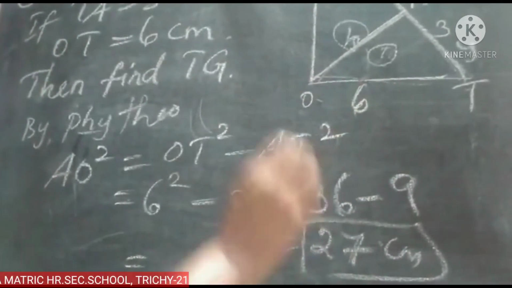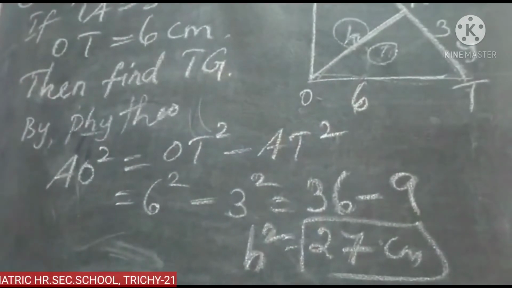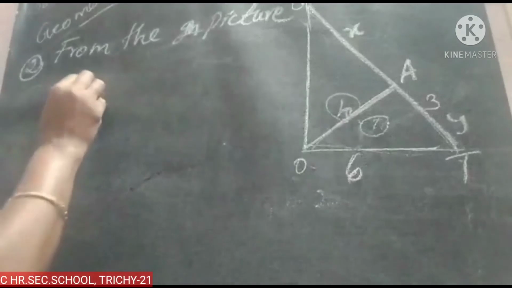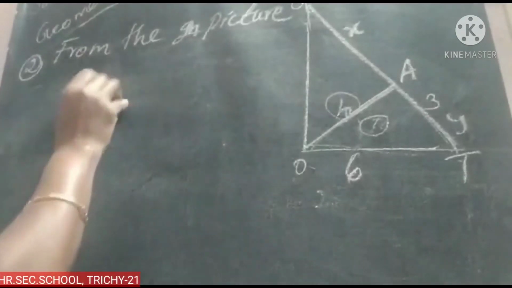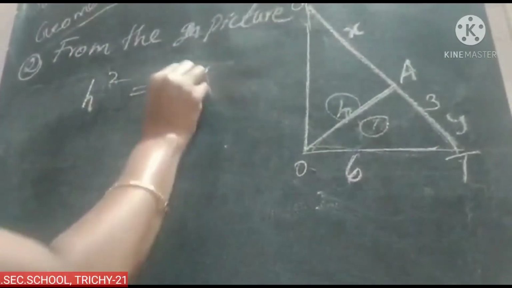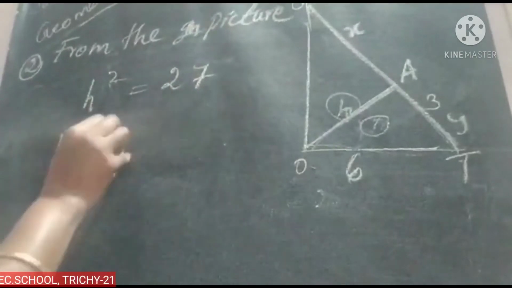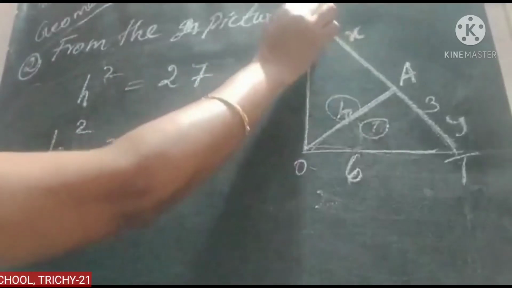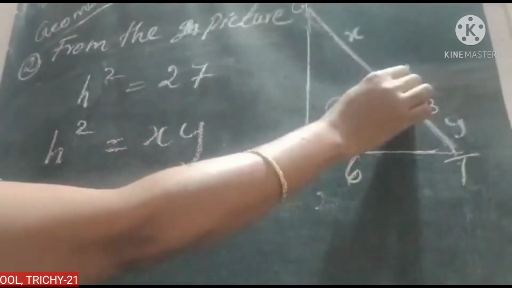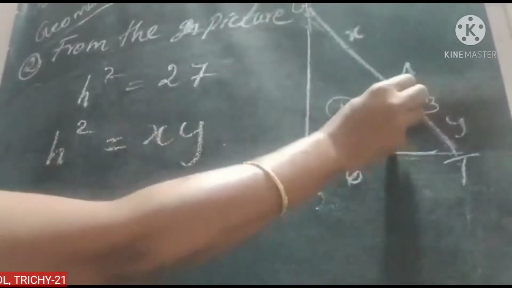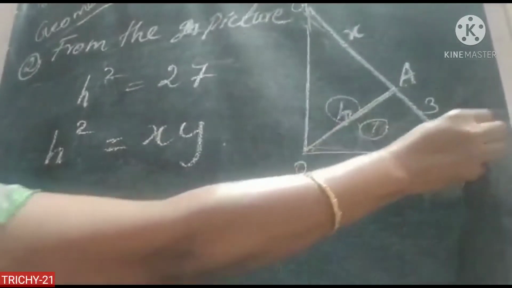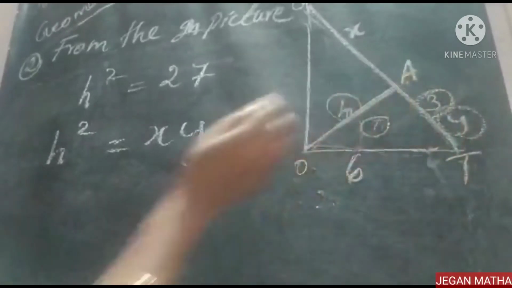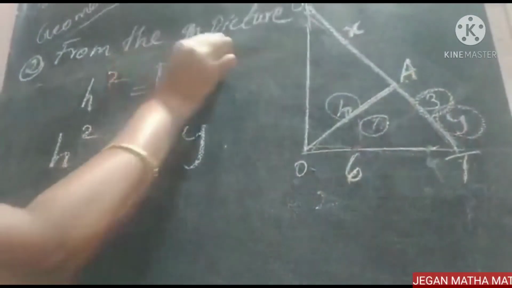Now by using another formula, h square equals xy. The h square value is 27. So by using h square equals xy, in this hypotenuse side, G to A, that value is x. The balance AT is y, the 3 centimeter that is given. The y value is given already.